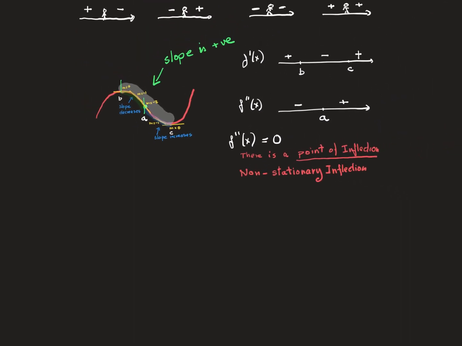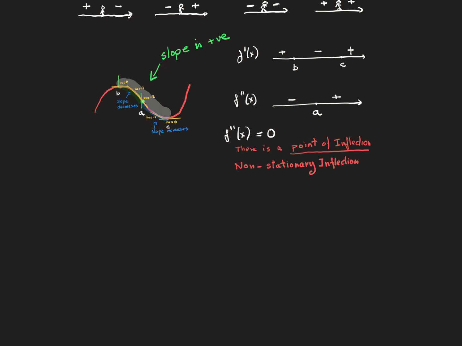I can repeat this whole procedure once again for a shape which looks like this, which is a mirror image of a minimum and a maximum, and I can show you that there is a point of inflection at this point as well, which we will call a non-stationary point of inflection.